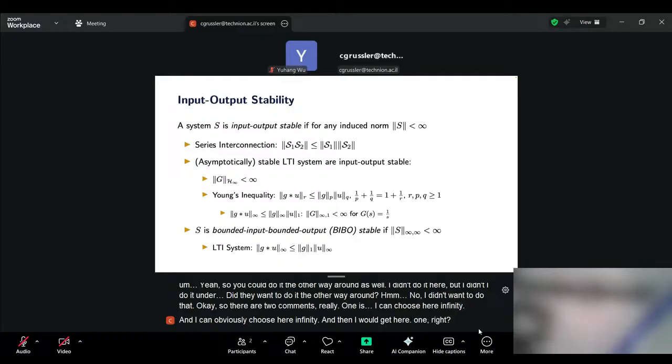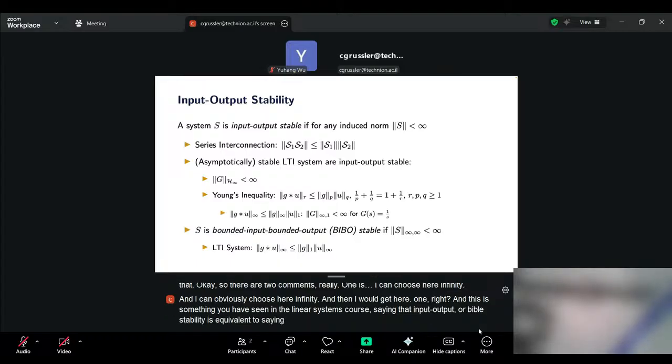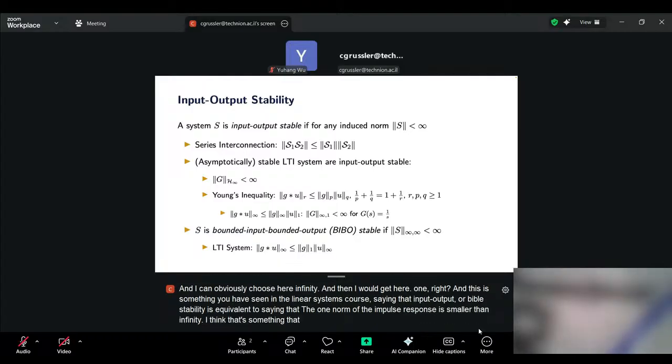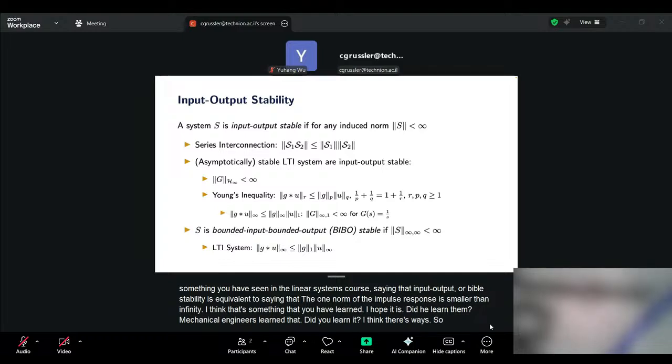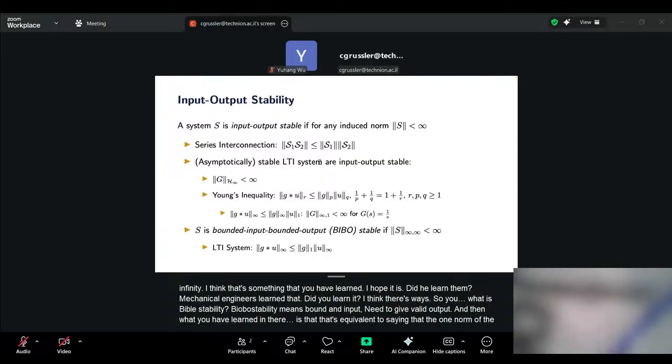1, right? And this is something you have seen in the linear systems course, saying that input-output stability is equivalent to saying that the one norm of the impulse response is smaller than infinity. I think that's something that you have learned. I hope so. Did you learn it? Mechanical engineers learned it. Did you learn it? Okay, that's crazy. So what is BIBO stability? BIBO stability means bounded input gets bounded output. And then what you have learned in there is that that's equivalent to saying that the one norm of the impulse response has to be finite.